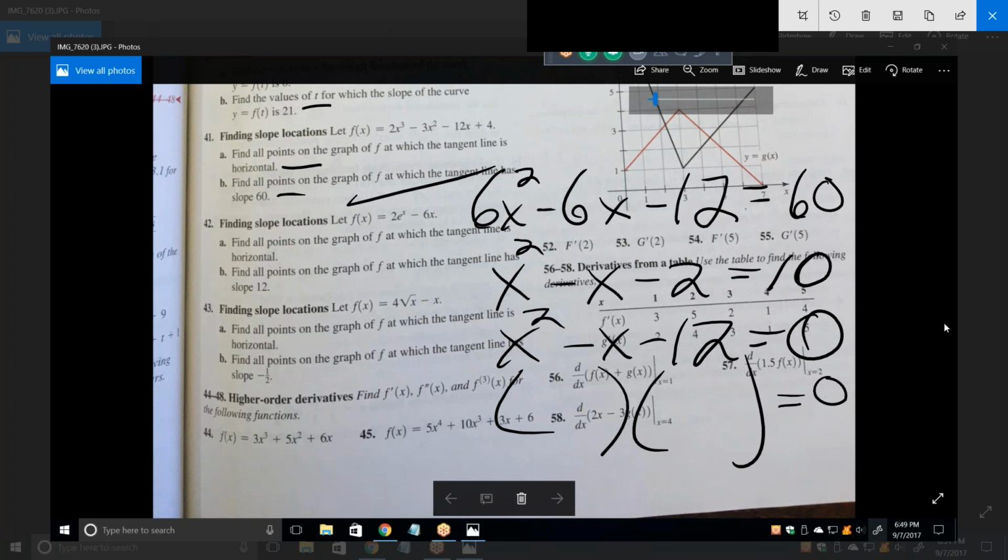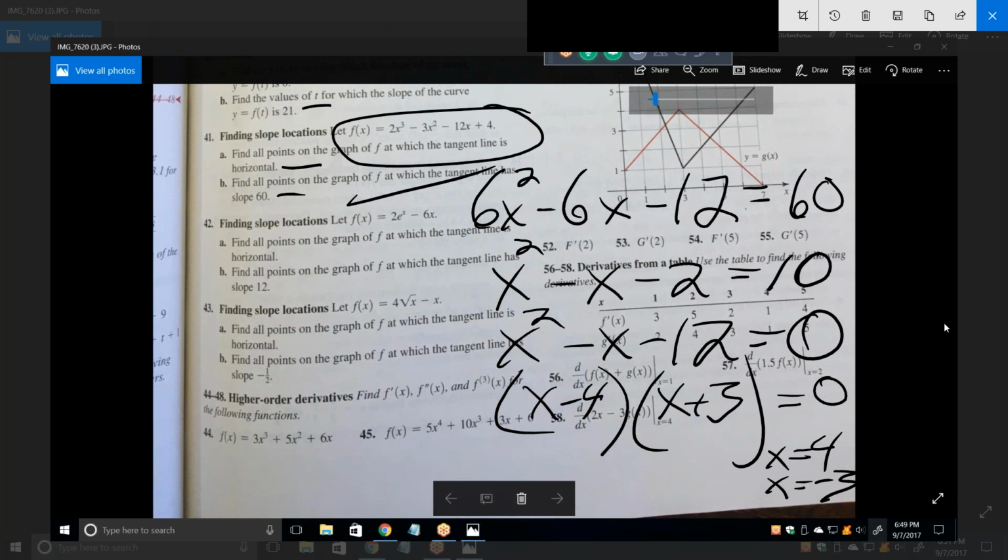So it'd be x minus 4, x plus 3. And where are my 2 points? Where I'm going to find a slope of 60. x equals 4 and x equals negative 3. And if I were to plot this graph, that cubic, I would find that at x equal 4, I had a slope of 60, and at x equal minus 3, I had a slope of 60. So there's my slope of 60 at x equal minus 3. Here's my slope of 60 at x equal 4.